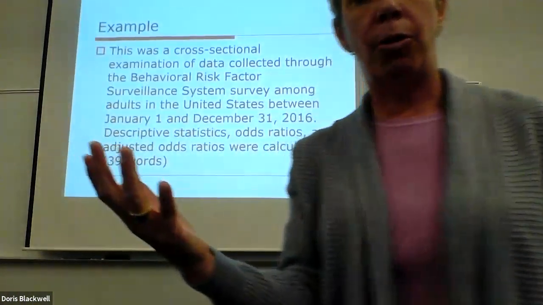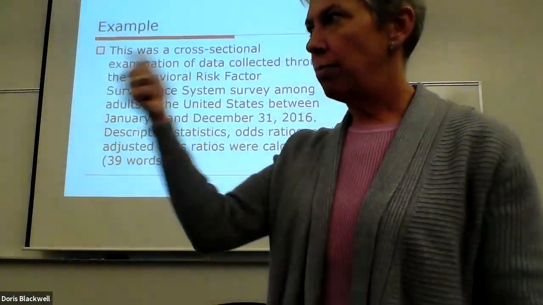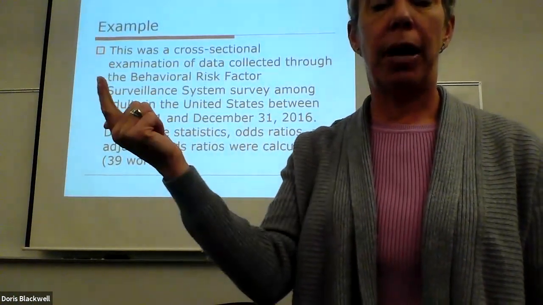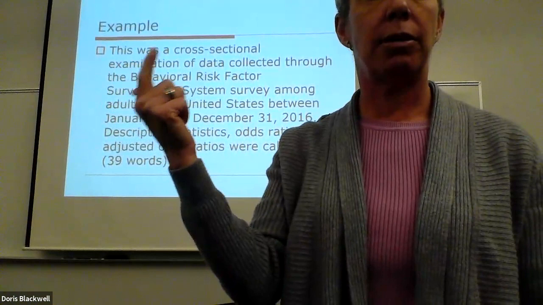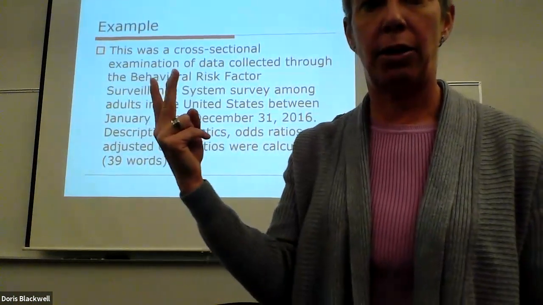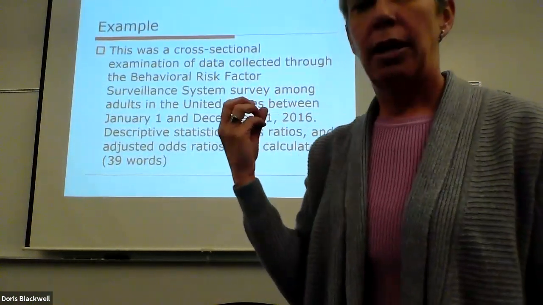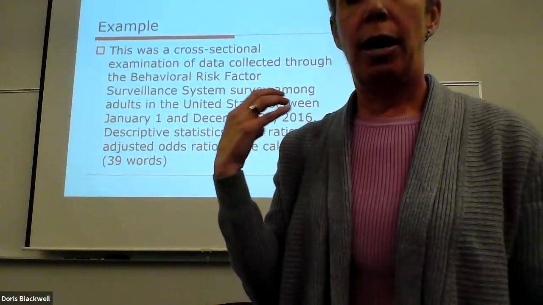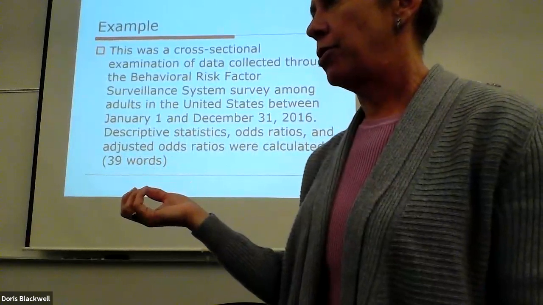So an example would be, this was a cross-sectional study, so we talked about our study design, an examination of data collected through the Behavioral Risk Factor Surveillance System survey. So we did a survey, is how we collected our data, among adults in the United States. So we need geographically, and we know where this is, between January 1st and December 31st, 2016.